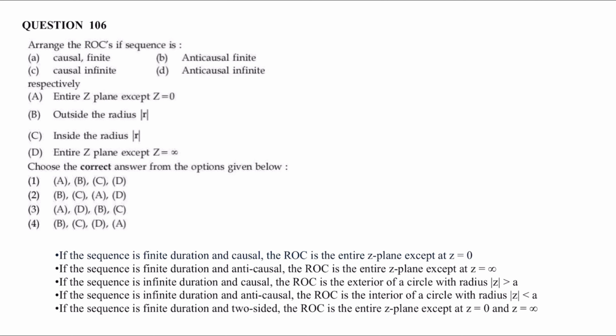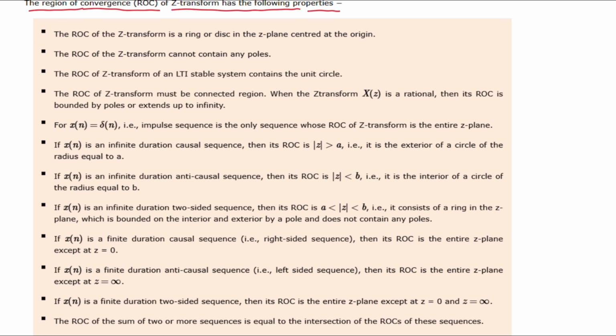Next question. Arrange the region of convergence of the given sequences. Different sequences are given along with regions of convergence. The region of convergence of a Z transform is a circular disc or a ring in the Z plane centered at the origin. For a Z transform, the ROC does not contain any poles. For an LTI stable system, the ROC contains the unit circle. The ROC of a Z transform must be a connected region.